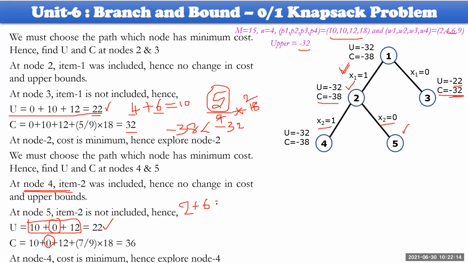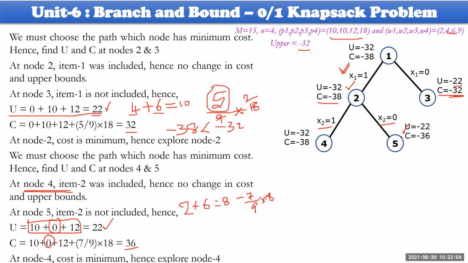Now this is actually 8. How much space is available here? So 7 more units are available: 15 minus 8 is 7. 7 more units are left over. So 7 by 9 into 18 is 14. So 10 plus 12 plus 14, that is 36. Okay, that is why you got 36. So therefore, here the values will be minus 22 and minus 36.